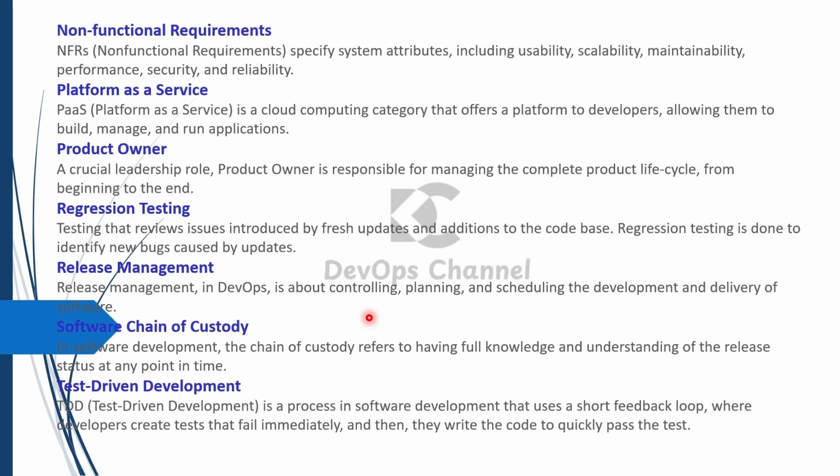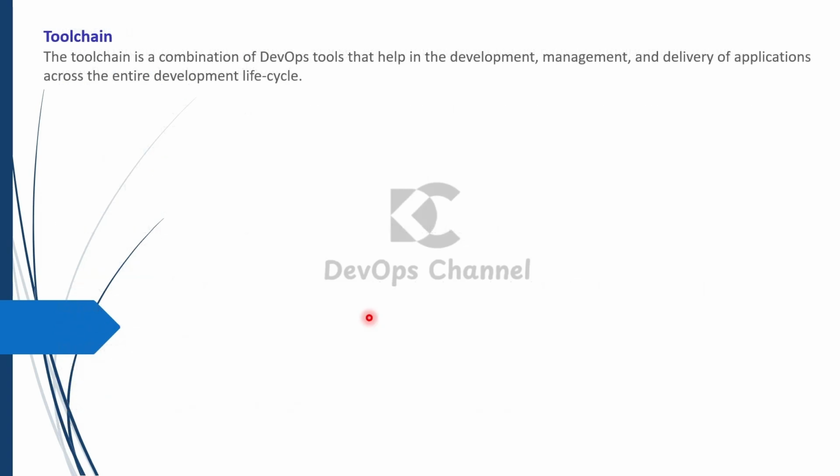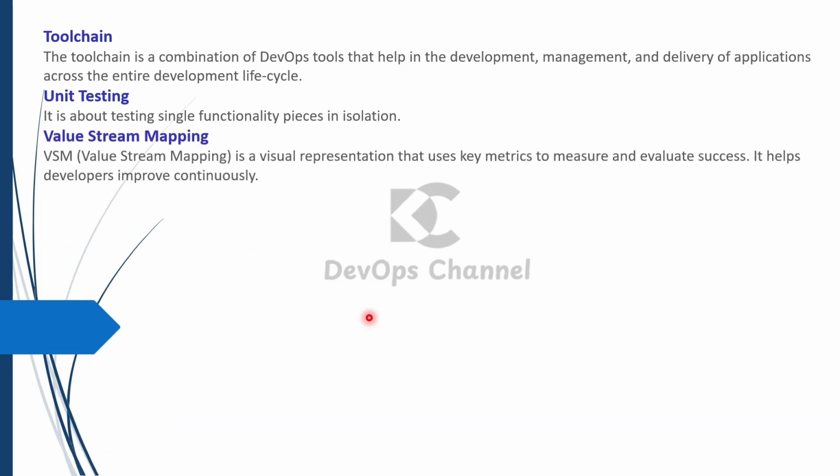So, it's a process in software development that uses a short feedback loop where developers create tests that fail immediately and then they write the code to quickly pass the test. Next one is toolchain. So it's a combination of DevOps tools that help in development, management, and delivery of applications across the entire development lifecycle. Next one is unit testing. So it's about testing a single piece of functionality in isolation.